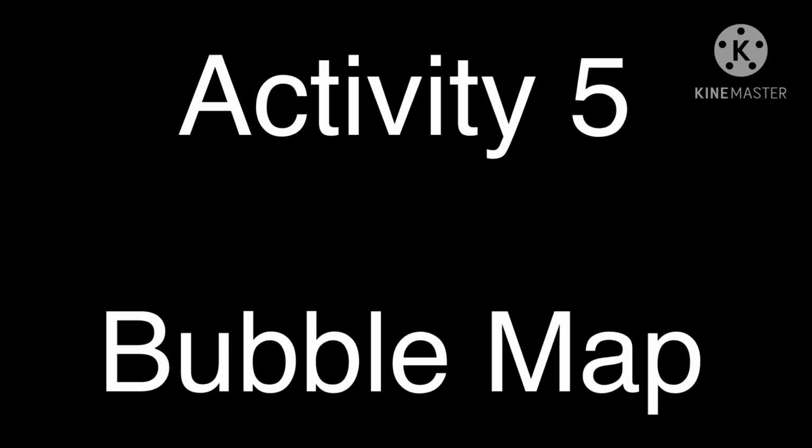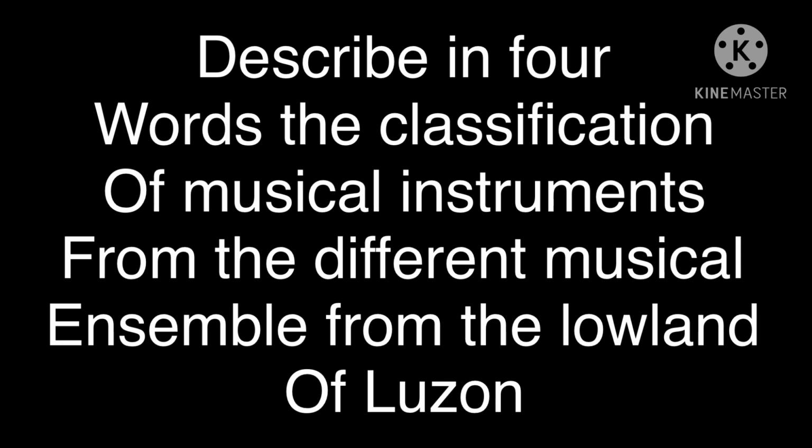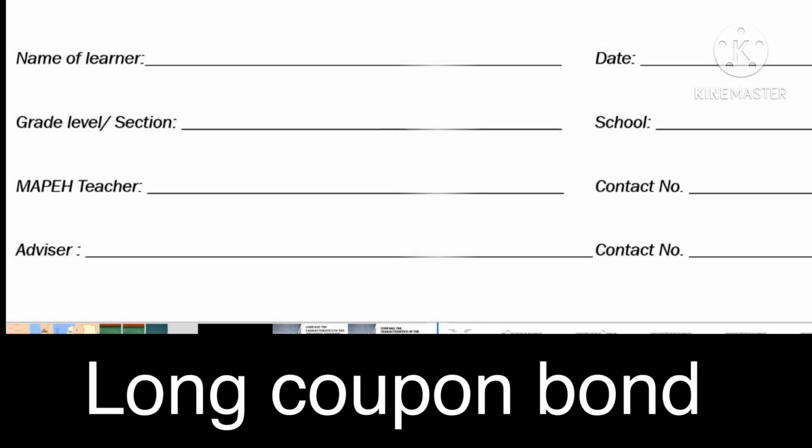For our Activity 5, the bubble map, describe in four words the classification of musical instruments from the different musical ensembles from the lowlands of Luzon. Copy and write this on a separate sheet of paper following our template.